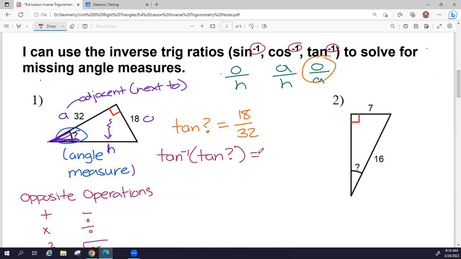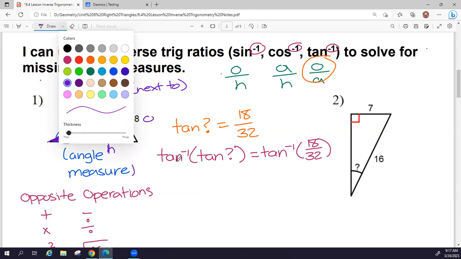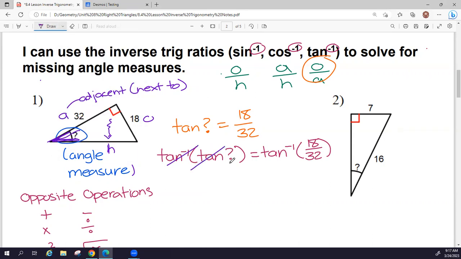And whatever we do to one side of an equation, we must do to the other side of the equation. So we're going to do the tan inverse of this whole fraction. And so what happens here is tan inverse and tan cancel each other out. So we're left with this question mark, which is my angle measure.